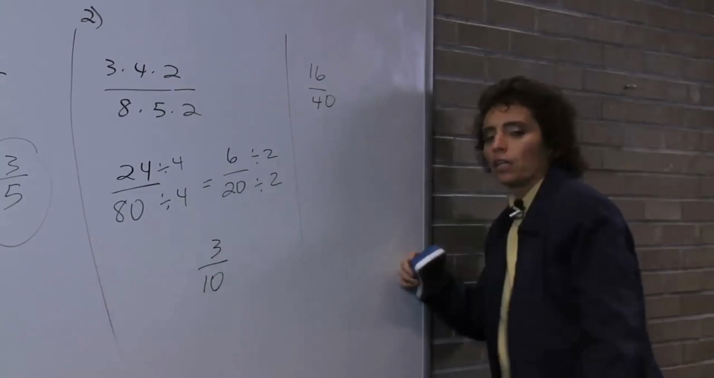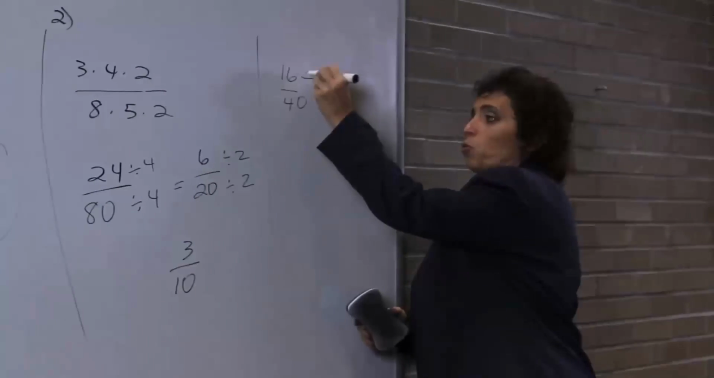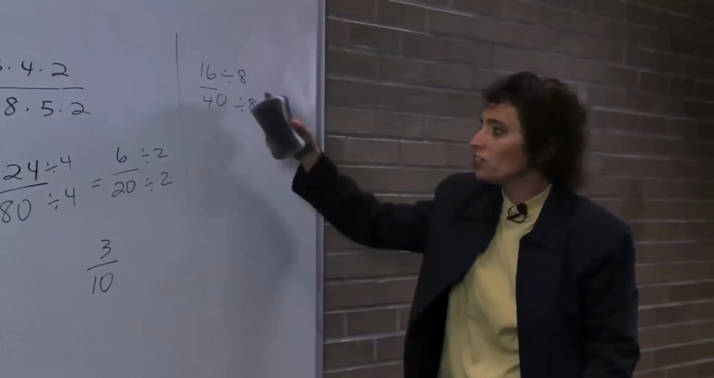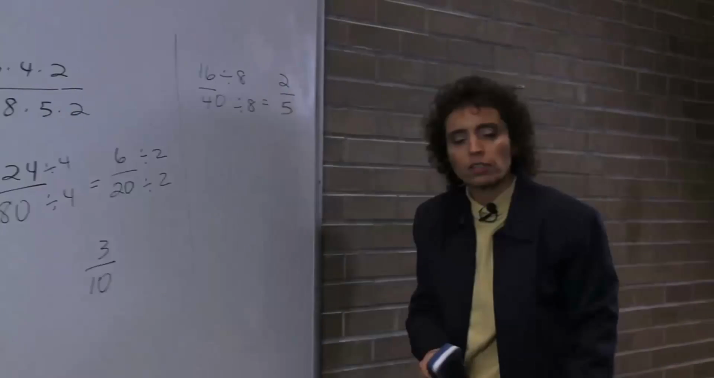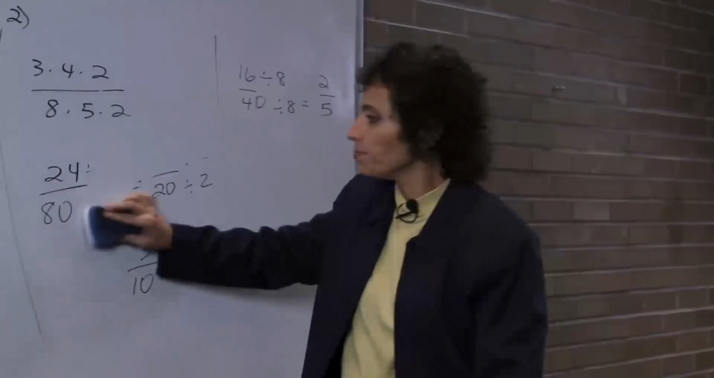And then this last one was 16/40. And the biggest number that goes into both of those is 8. I'm not going to screw up twice in a row, because I'm really dividing by 1. 16 divided by 8 is 2. 40 divided by 8 is 5. What'd you learn from that? Nothing. I know. Wait, I'll show you.